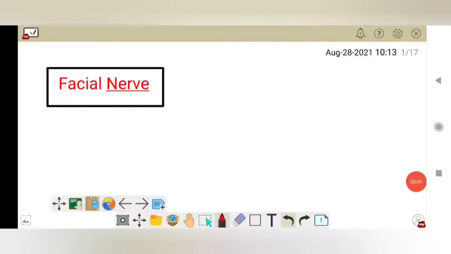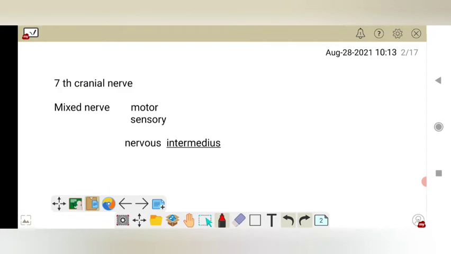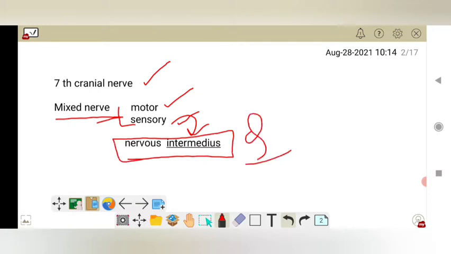Hello everyone. Today's topic is facial nerve. Facial nerve is the seventh cranial nerve. It is a mixed nerve containing both motor and sensory fibers, but basically it is motor. Mainly it contains motor fibers and sensory. Sensory root is also termed as nervus intermedius.